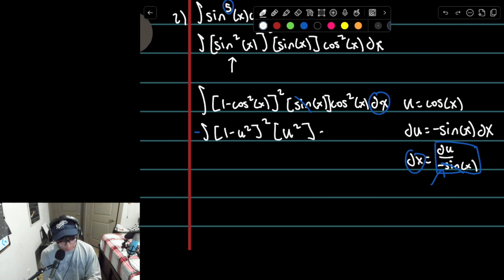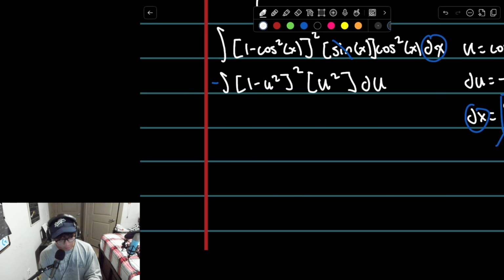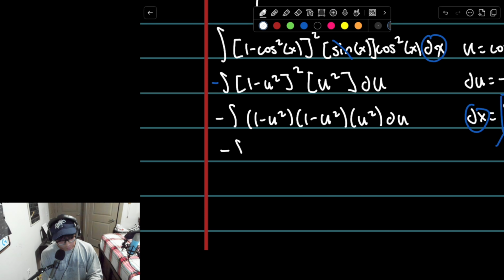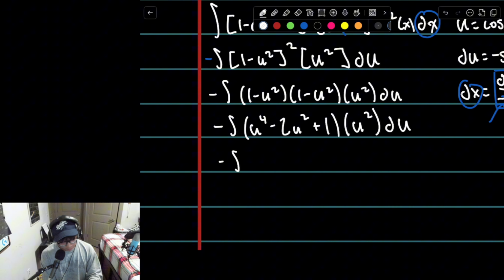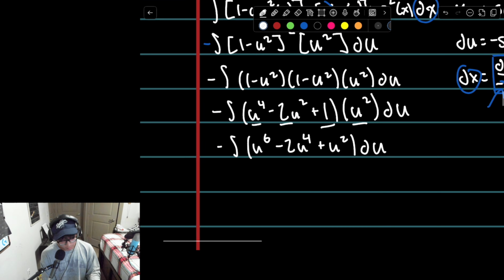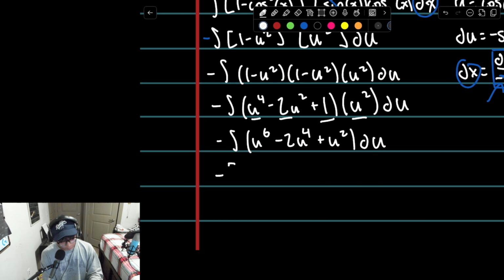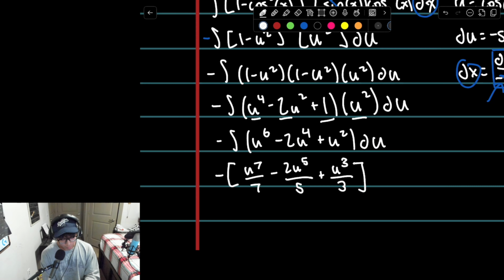And then finally, du. Now you could FOIL this 1 minus u squared out, which I'll just demonstrate here, which leaves us with u to the 4th minus 2u squared plus 1, all multiplied to this u squared. We could then use distributive property to multiply this u squared to every single term, which gives us this polynomial. This will be pretty straightforward to integrate, so we're just given u to the 7 over 7 minus 2u to the 5th over 5 plus u cubed over 3, and of course our plus c.